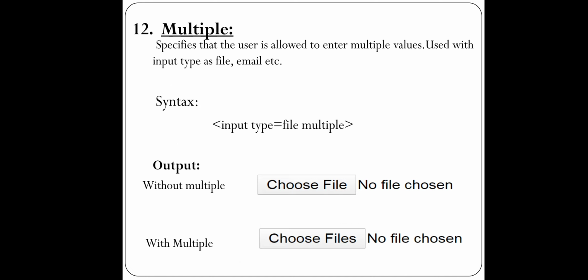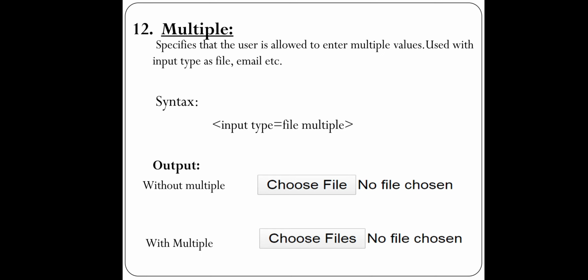So the next attribute, and I think it will be the last attribute, is multiple. As the name suggests, multiple allows multiple values to be entered. It is used with input type equal to email and file, etc. For an email, this allows multiple email IDs to be entered in that box with comma separation. It means if I am giving two email IDs, they will be separated by a comma.